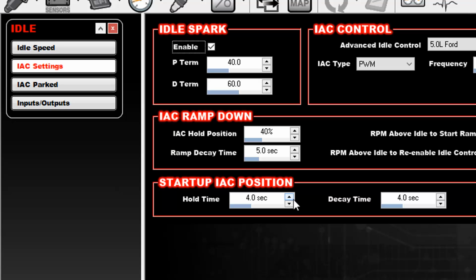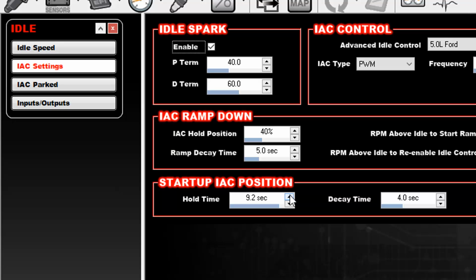So, if you find that when you first start the car, your RPMs come up real quick, but then they immediately come back down and they kind of choke and stumble, and the car's really struggling to maintain a reasonable RPM, then probably what you should do, at least initially, is try cranking the startup IAC position hold time way up to, like, 9 or 10 seconds. That way it's at least trying to hold a high level of air for a while before it tapers off.